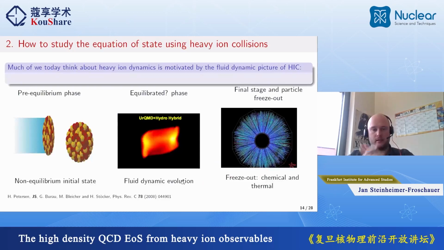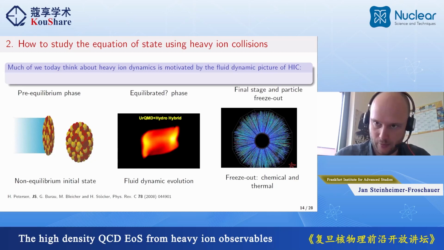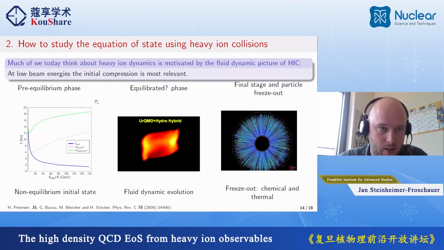Now, finally, coming to the heavy ion collisions and how we want to do it there. So now the question is, when we have our effective model, we believe it or don't believe it, that's up to everybody to decide. Question is now how to study the equation of state using heavy ion collisions. And much of what we think about today about heavy ion dynamics is motivated by this fluid dynamic picture of heavy ion collisions. You probably heard this many times.